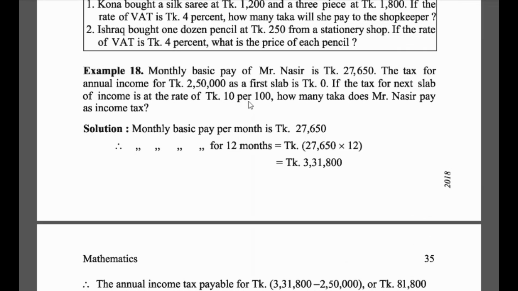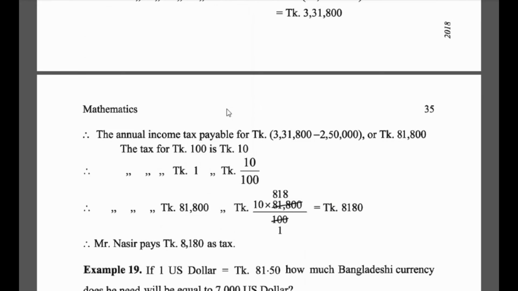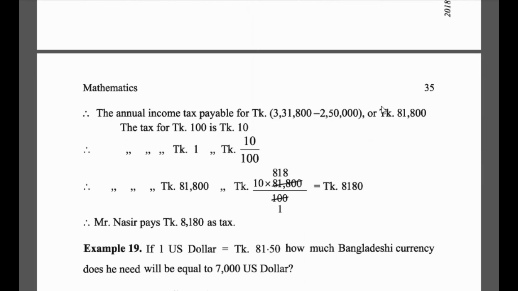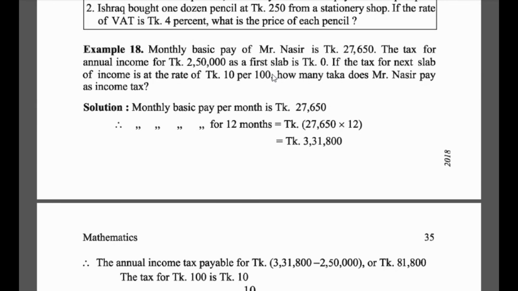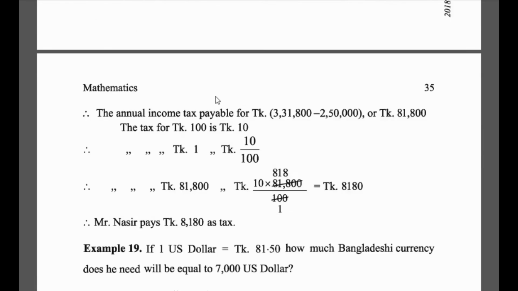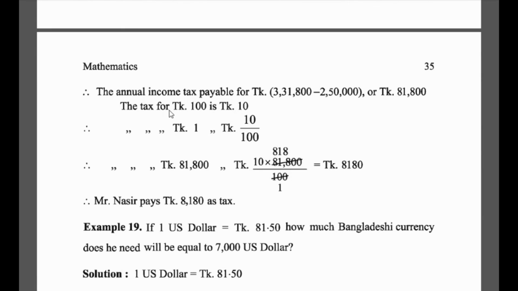For Taka 100, I have to pay Taka 10 as income tax. My annual tax payable is Taka this. So how much do I have to pay? Let's know it. Mr. Nasir has to pay, the tax for Taka 100 is Taka 10, as given in the question. You can see, for 100, Mr. Nasir has to give Taka 10 as income tax.